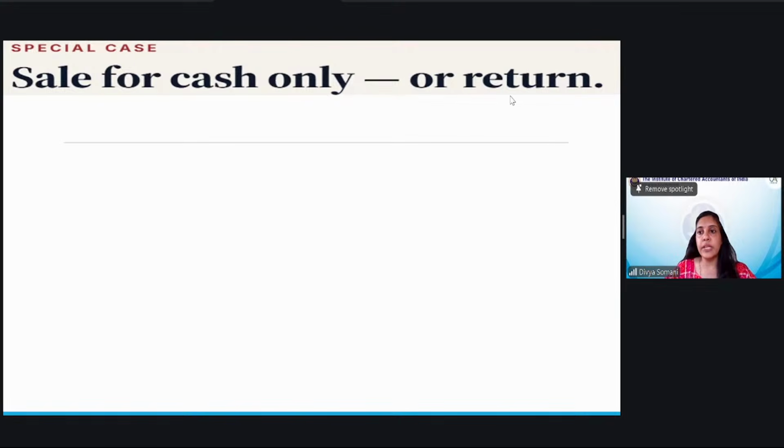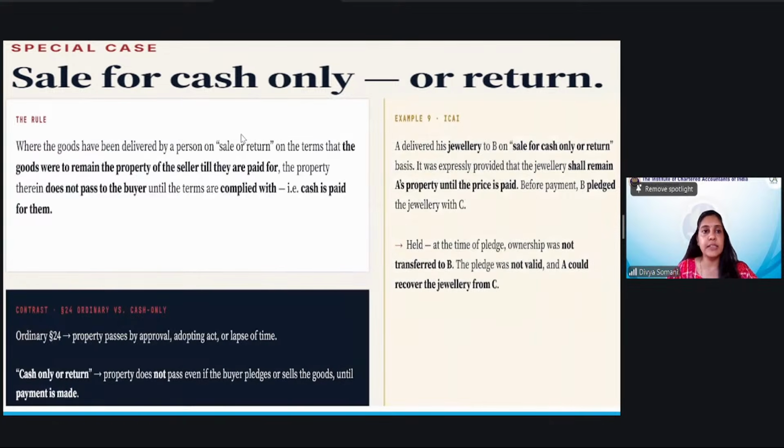Sale for cash only or return. Sometimes when you order online also, it says that only cash on delivery option is available. So whenever the goods are delivered, you have to make the payment. Otherwise, these goods will be returned to the supplier or the seller. You will not have possession of the goods. So that is what the case is here, sale for cash only. Let us see what is there in this topic.